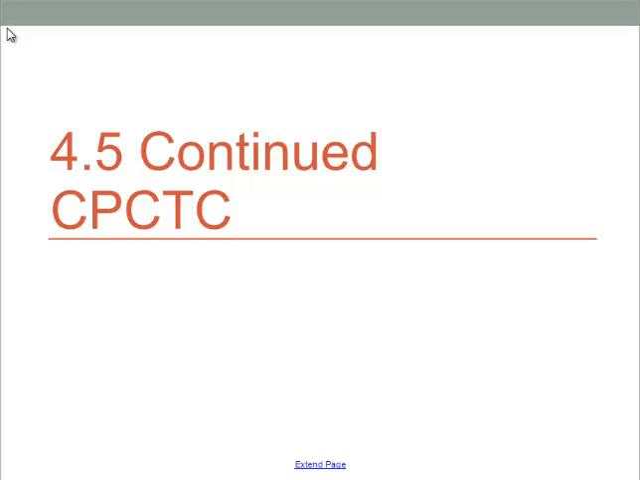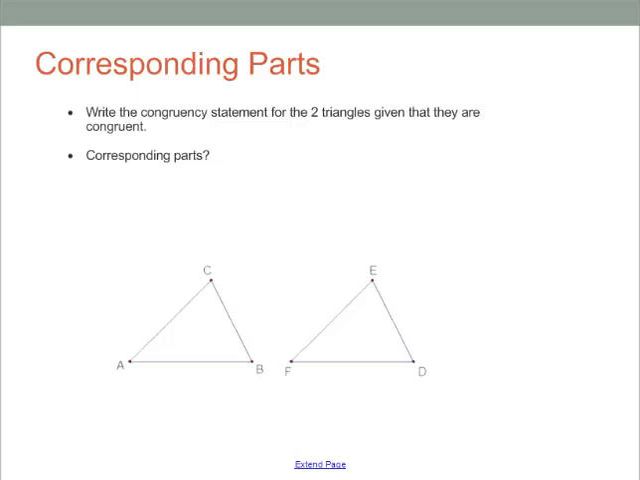The second part of section 4.5 deals with yet another acronym. This time it's CPCTC, and those 5 letters represent something dealing with congruent triangles. We already practiced how to find congruent triangles in a proof. What we're going to do now is do the exact same thing, but then add a new step dealing with this new concept.